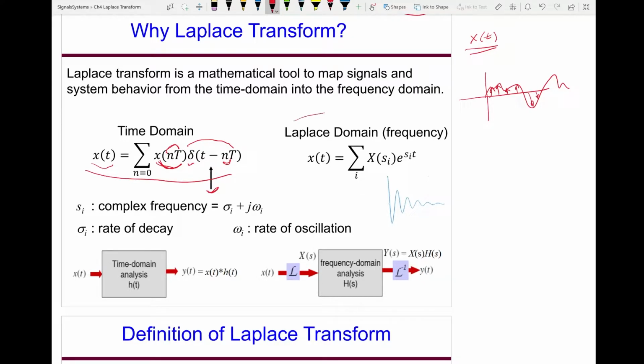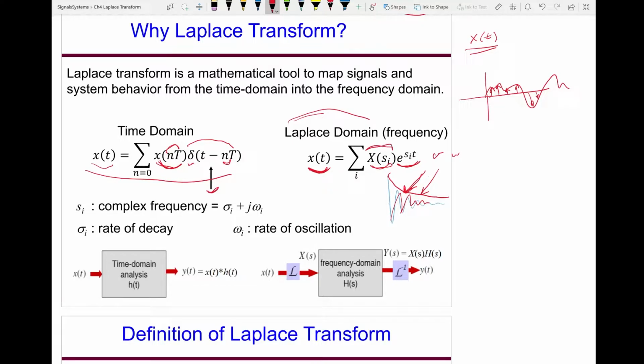Now in the Laplace domain, any signal in the time domain can be represented as a linear sum of exponentials. One sample of this exponential could look like this. If I add different signals of this shape, but different oscillation, different decay rate, that means different sigma, different omega, and each one of them has a different strength, if I add them up, I will get x of t. And then we say this is the Laplace domain.